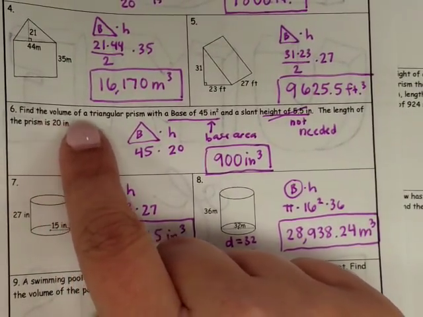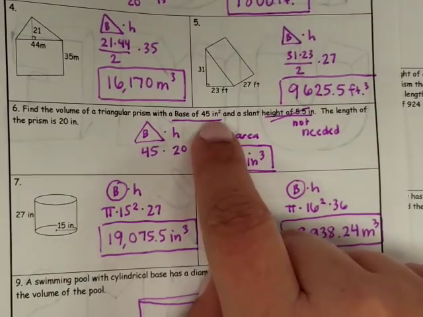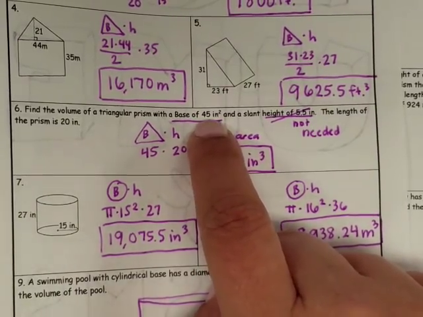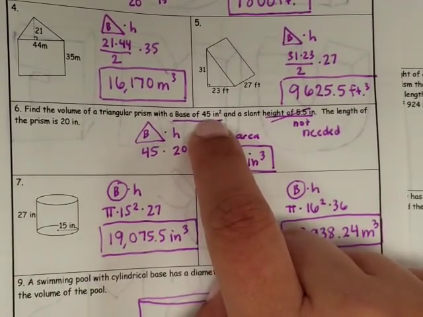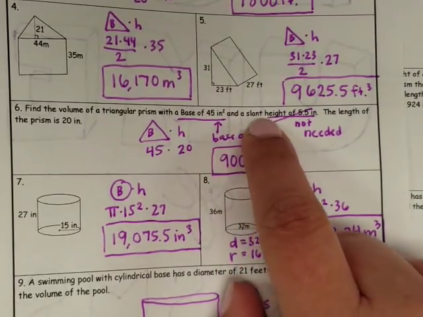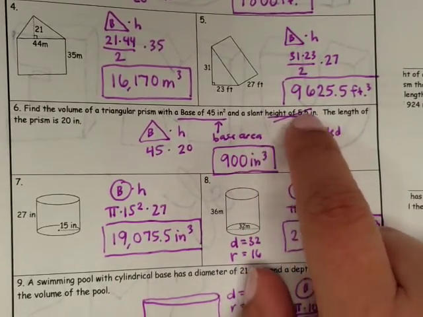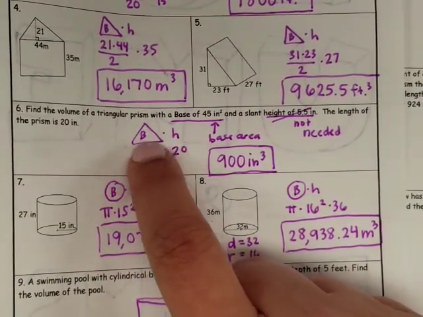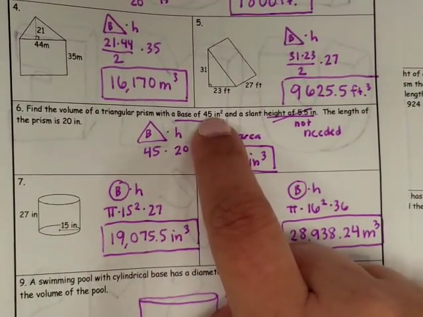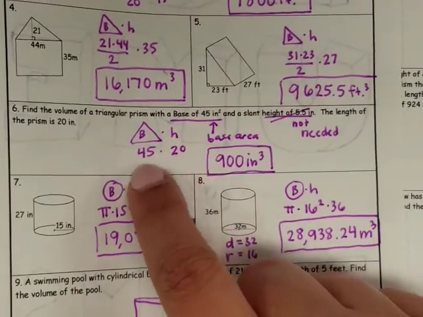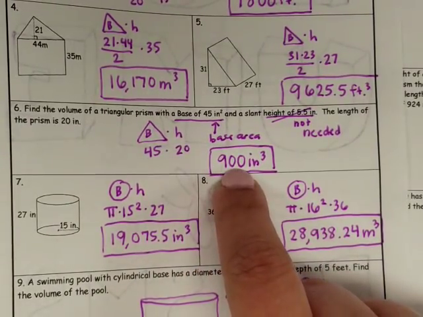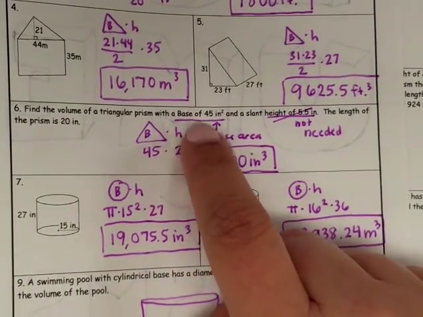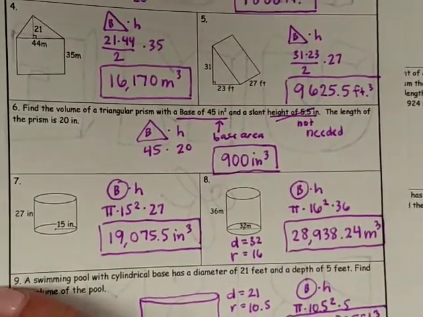So it said find the volume of a triangular prism with a base of 45 inches squared. So they actually already found your base area. So you didn't have to find that. The slant height was given to you to trick you. You did not need to use this number. And the length of the prism is 20. So you actually just used the area of the base of the triangle, which they gave you, 45 inches squared, times 20, and then boom, you got 900 inches cubed. So some of you are going to need to go and redo this one because you probably missed it.